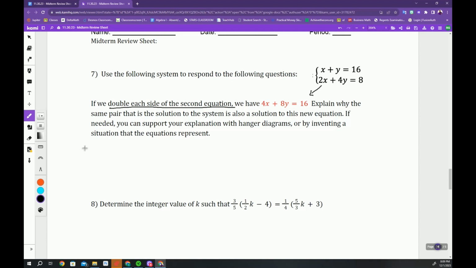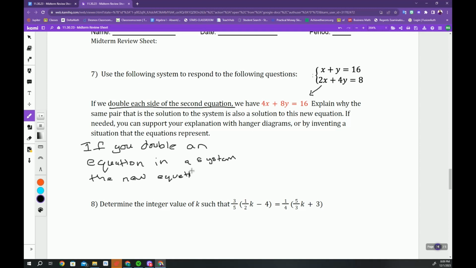So first, the statement is: if you double an equation in a system, the new equation is true because it's balanced. You multiply 2 to one side, and you also multiply 2 to the other side. Everything was multiplied by 2. We can use a hanger diagram to actually show this.